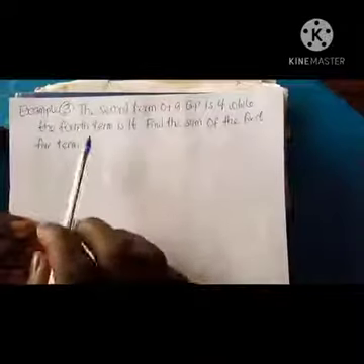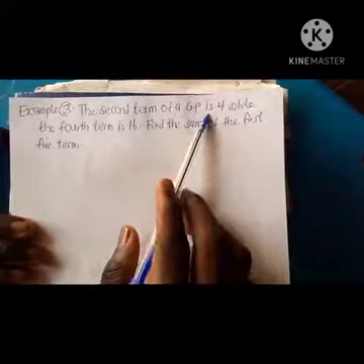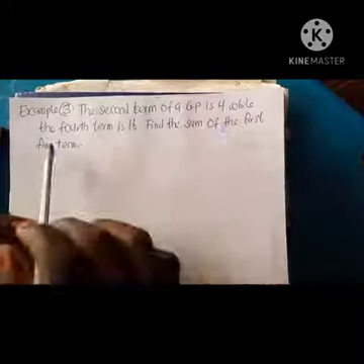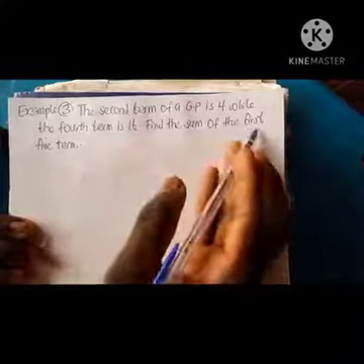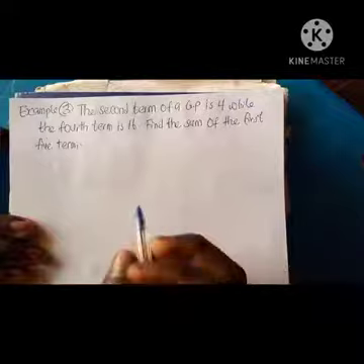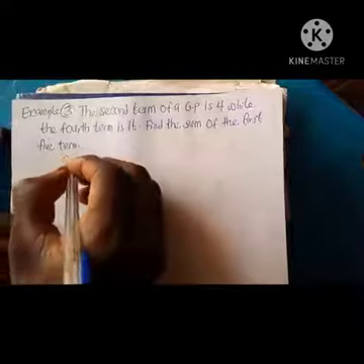Now this is another question. The second term of a GP is 4, while the fourth term is 16. Find the sum of the first 5 terms. But before we find the sum of the first 5 terms, we have to have our r and our a actually. So this is how you are going to solve it.